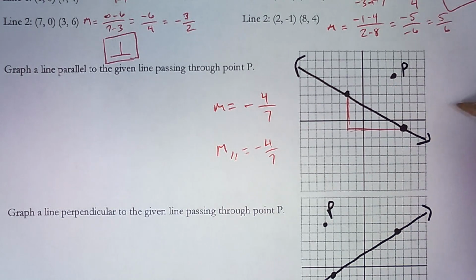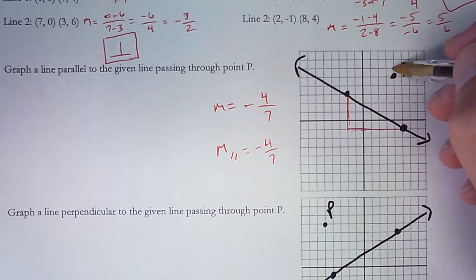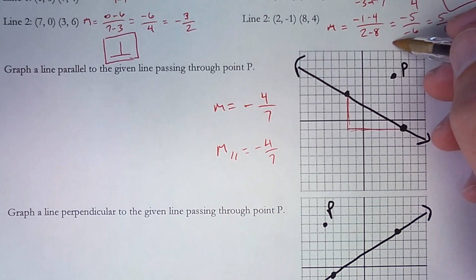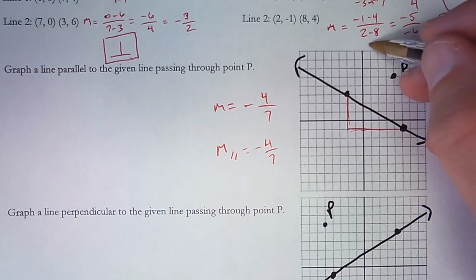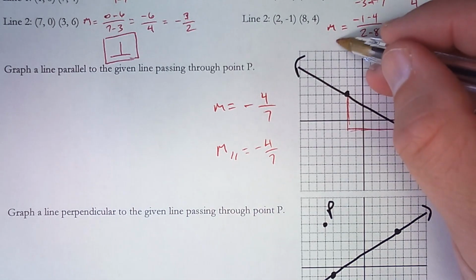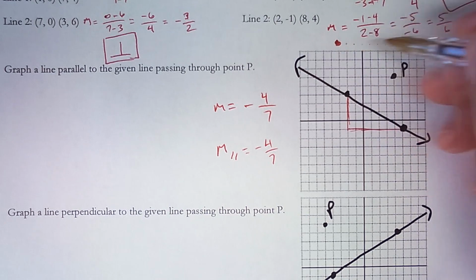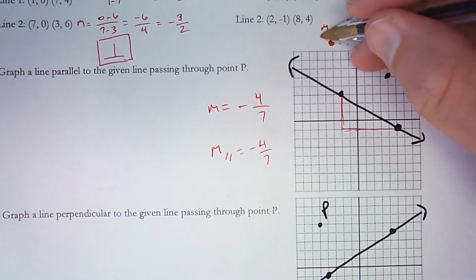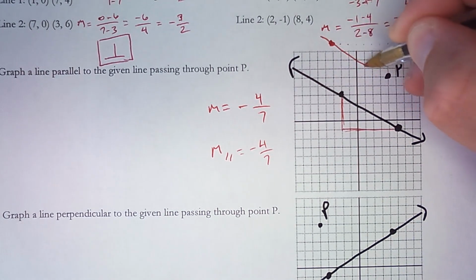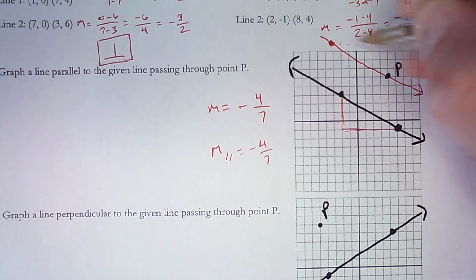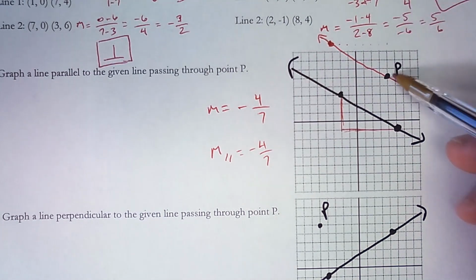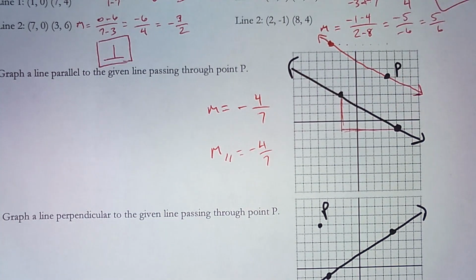So I can go down 4 and right 7. That's going to take me pretty far off the graph. I can also go up 4. That's going to take me 1 off the graph. That's not a big deal. And left 7. So right about there will be my next point. So there's my line parallel through point P.